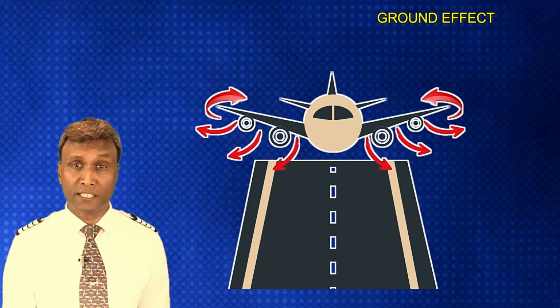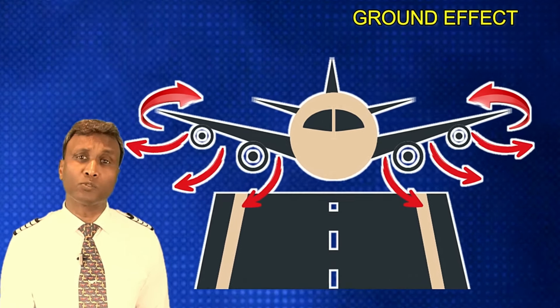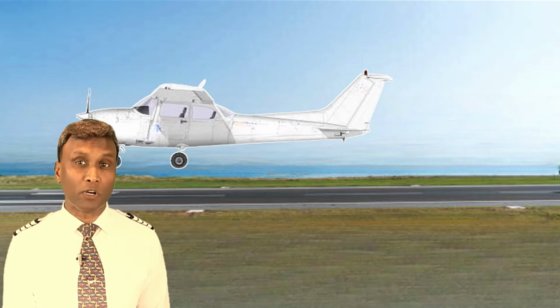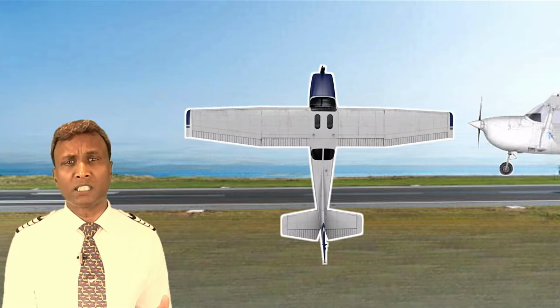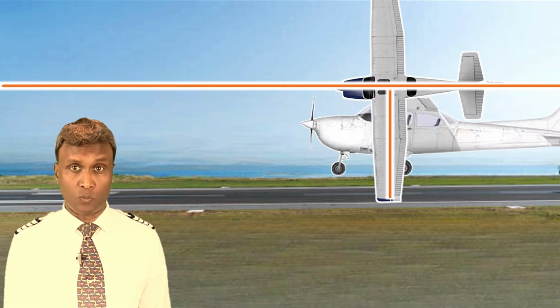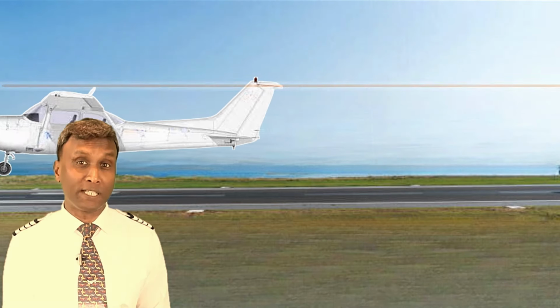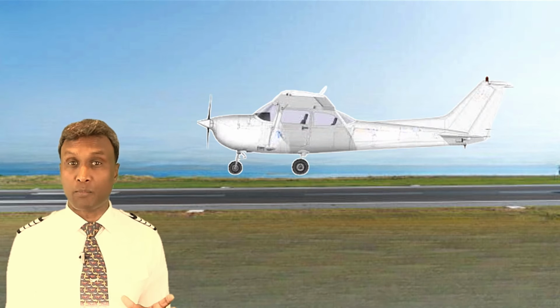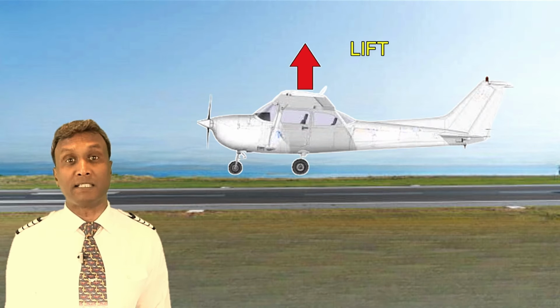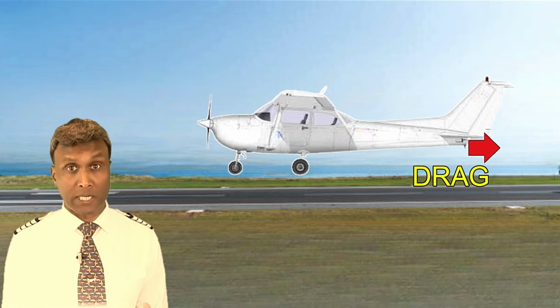Ground effect, a fascinating phenomenon in aviation, occurs when an aircraft flies in close proximity to the Earth's surface, typically within half a wingspan or so. During this proximity, the aerodynamics of the aircraft undergo intriguing changes. One of the primary effects of ground effect is the enhancement of lift and reduction of drag.